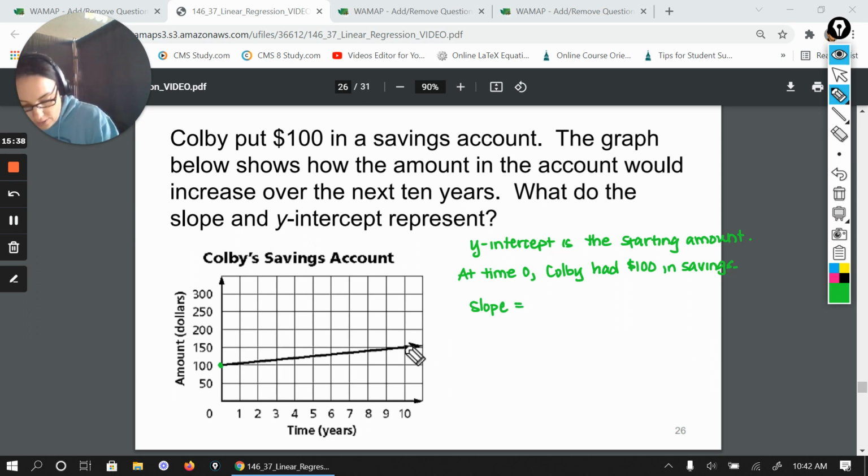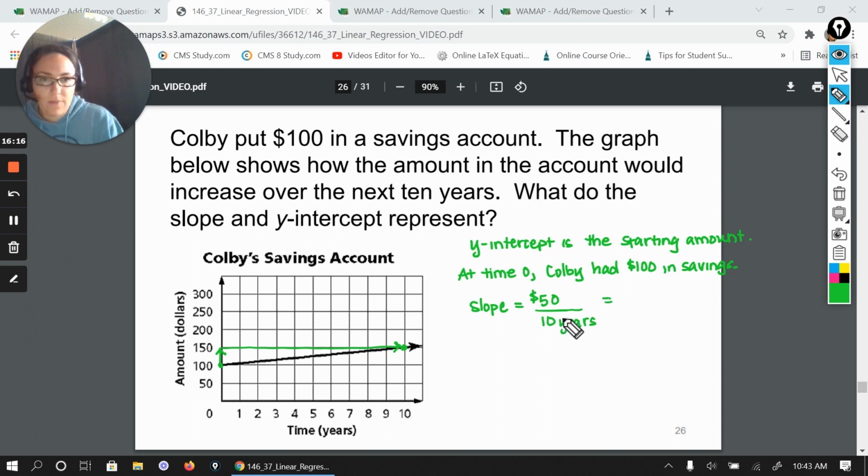So if I find another point on this graph, which looks to be over here, then I would rise 50 and I would run 1, 2, 3, 4, 5, 6, 7, 8, 9, 10. Okay, so 50 over 10 is the slope, but I have to put labels on these. So the rise is dollars, and the run is time in years. So he would earn $50 for every 10 years that he left his $100 in that account.